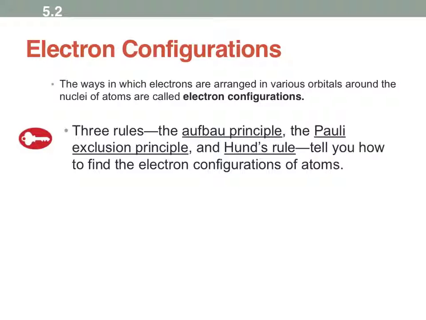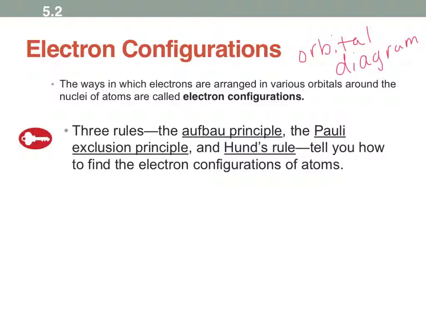So I'm going to show you how to do an electron configuration. We're going to practice with some examples. We have to follow 3 rules. I'm going to go through these 3 rules one by one and show you electron configurations as we go. The way in which electrons are arranged in their orbitals, the s, the p, the d, the f, around the nucleus, is called an electron configuration. We're also going to look at something called an orbital diagram.